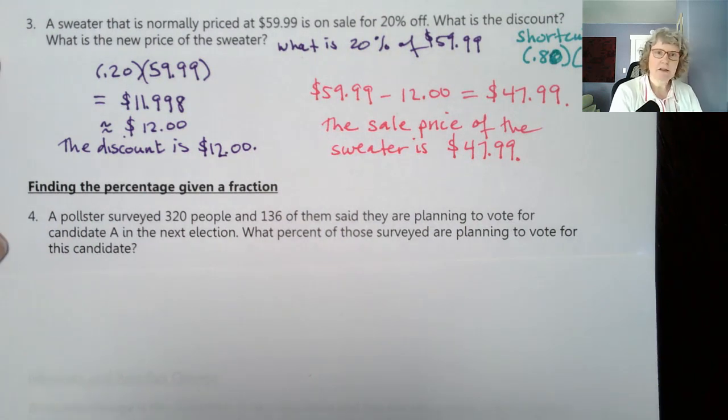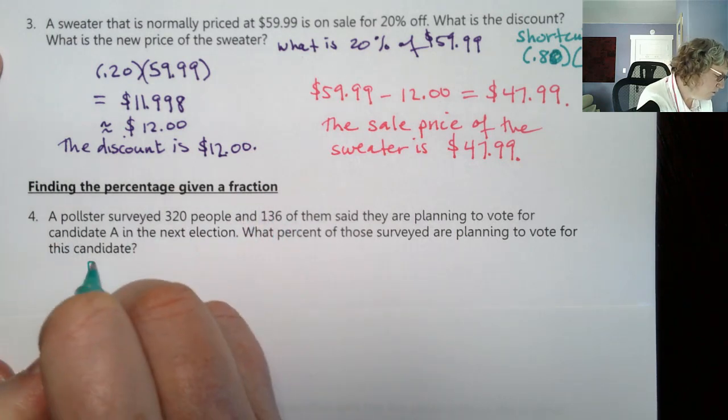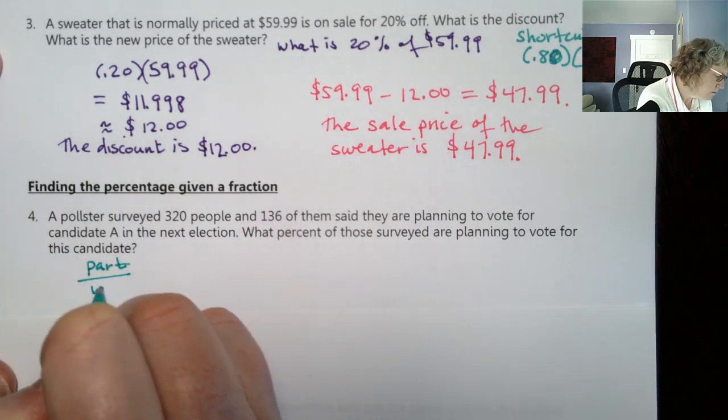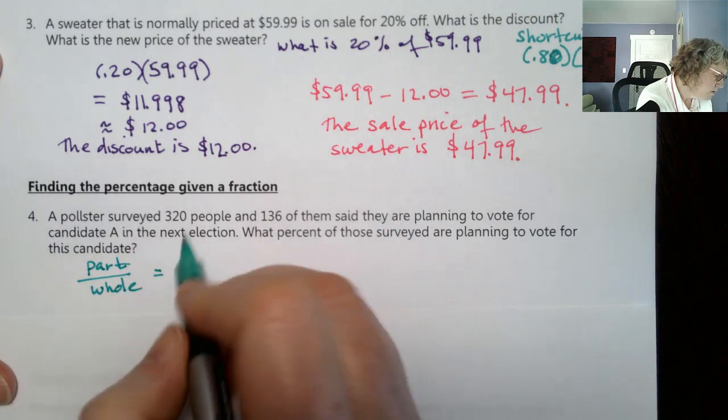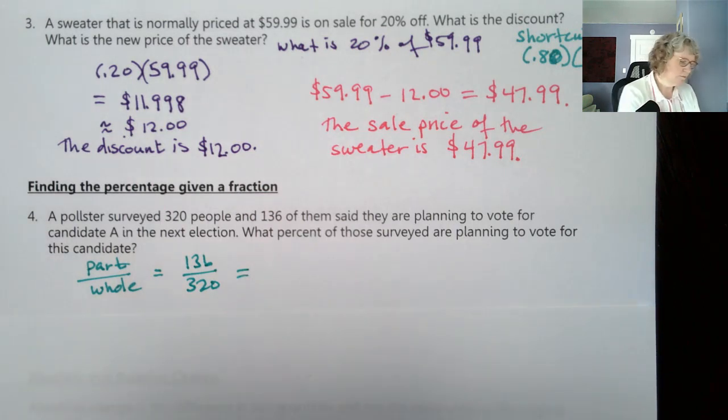Now we also might need to find the percentage given a fraction. Okay, so here's an example of this. A pollster surveyed 320 people, and 136 of them said they are planning to vote for candidate A in the next election, whoever this candidate is. What percentage of those surveyed are planning to vote for this candidate? Okay, so this is another way to get a percentage, which we've seen as dividing. So we want to take the part over the whole, which is 136 over 320.